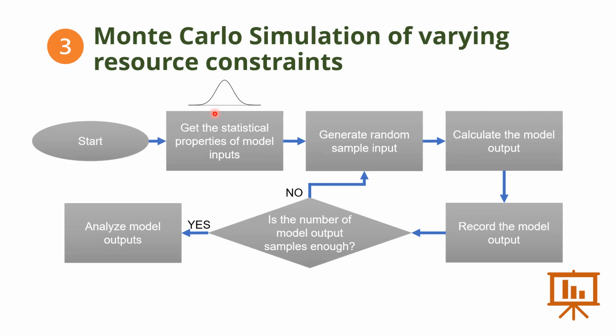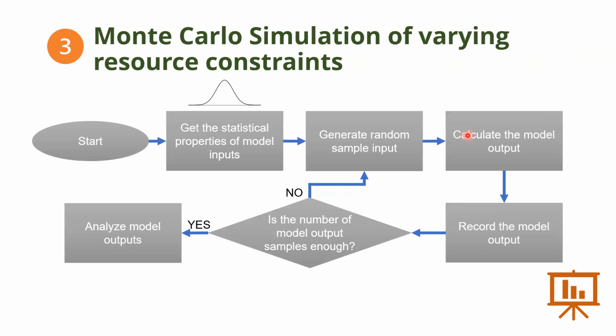And the keyword here is randomness because we want to deal with the stochastic uncertainties in the resource availability. And we do this by first getting the probability distributions of the inputs, in this case, the probability distribution of the resource constraints. Now, next is to generate a random sample input following the probability distribution. And the model is solved using the sample input.